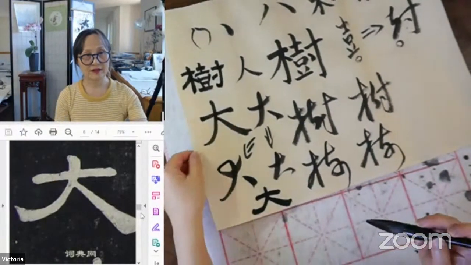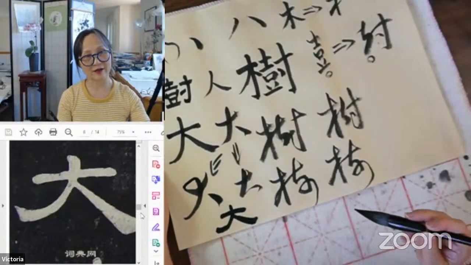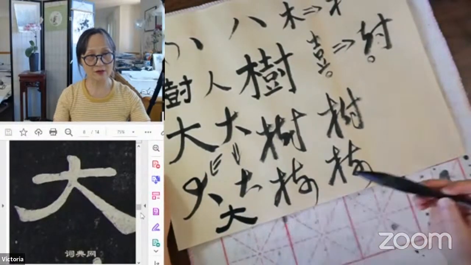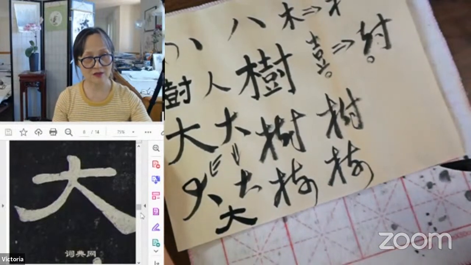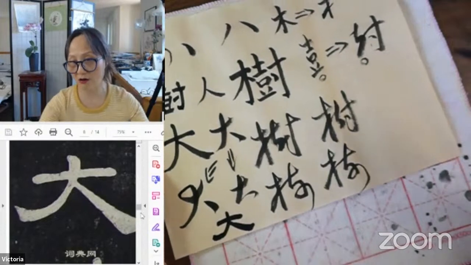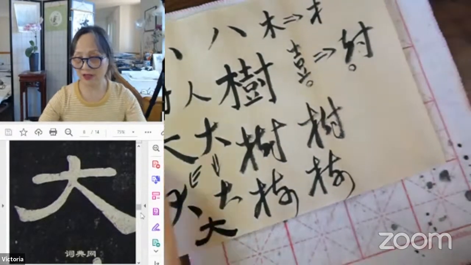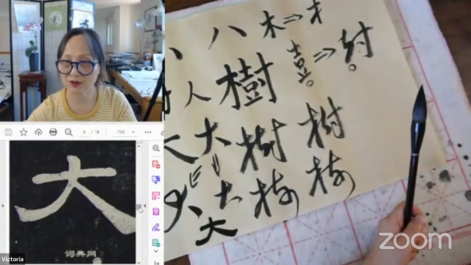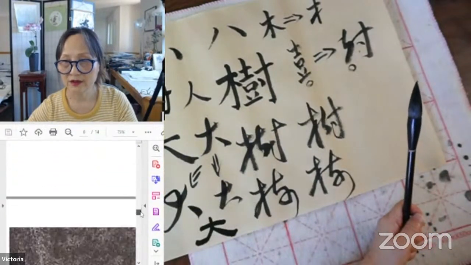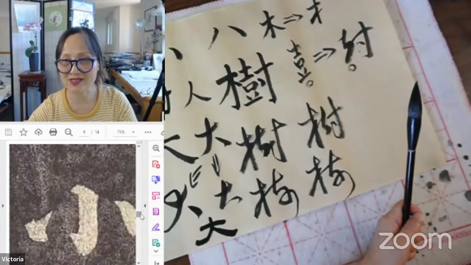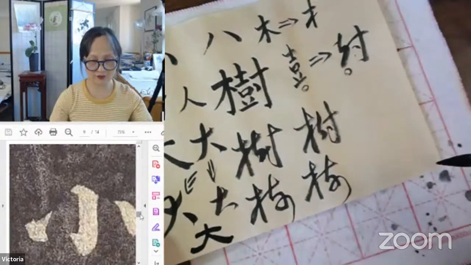Okay, that's how much for the large. The big, basically you can still tell, right? A person stands there with two feet stepping out, and then a large arm. That's 大, big, large. Okay, that's still the parent leading two kids. So two kids, center first, vertical first.